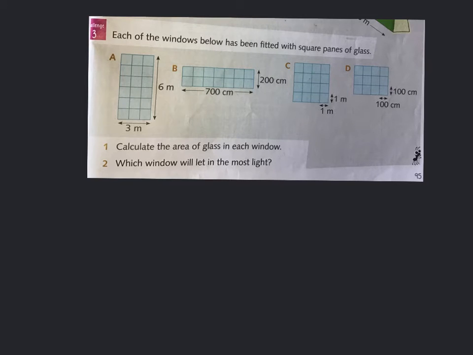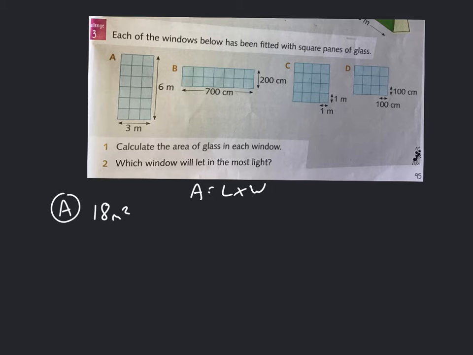Challenge 3, question 1 says calculate the area of glass in each window. So shape A, as we can see, is 6 metres long and 3 metres wide. So using our formula, area equals length times width, we're going to multiply those together. 6 times 3 is 18 metres squared.